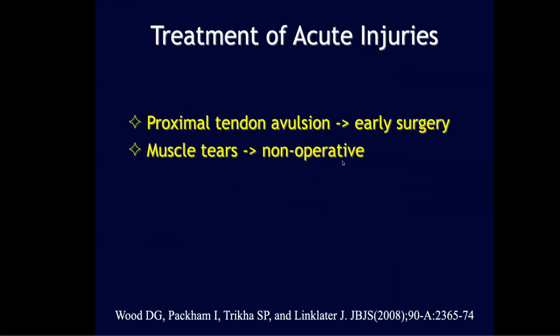Now, as far as treatment of injuries, this is a paper from 2008. If you have proximal tendon avulsions, that typically requires early surgery, though I've seen a number of professional players with proximal tendon avulsions of the hamstrings, which were treated conservatively and went back to return to play in the same season. So yeah, a lot of it depends upon the degree of displacement. And then muscle tears really are non-operative.